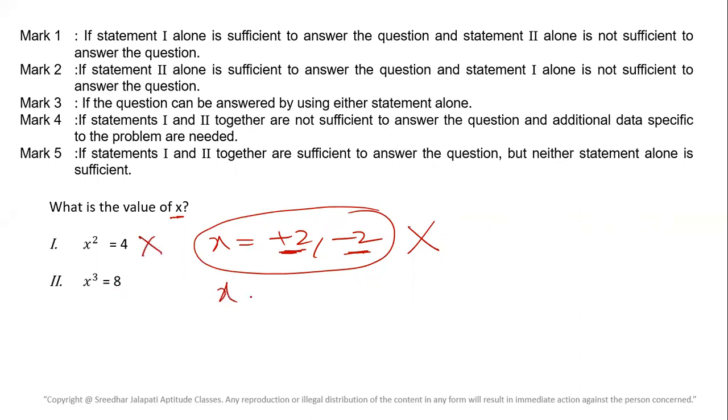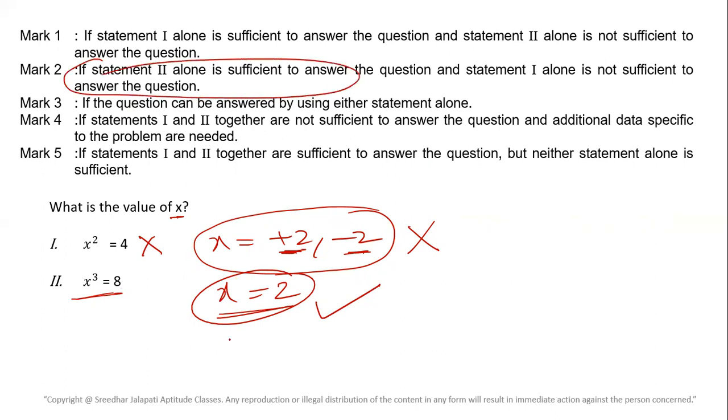Next, if x cube has to be 8, x must be 2. There is no other number that satisfies, and minus 2 doesn't satisfy. So if x cube has to be 8, x must be 2. Therefore, from the second statement, I got the answer. Therefore, 2 alone is sufficient. Therefore, option 2 is the answer.